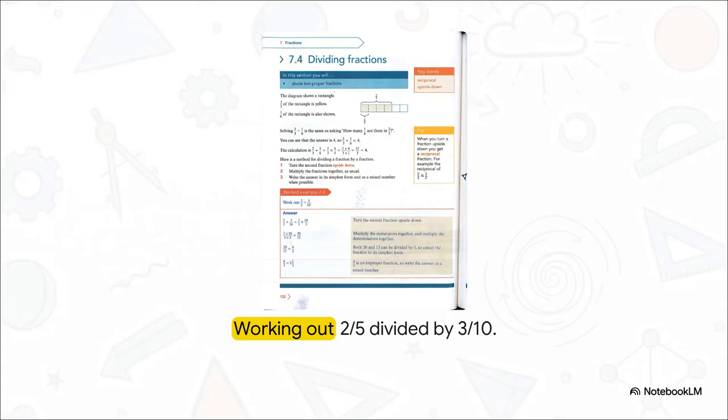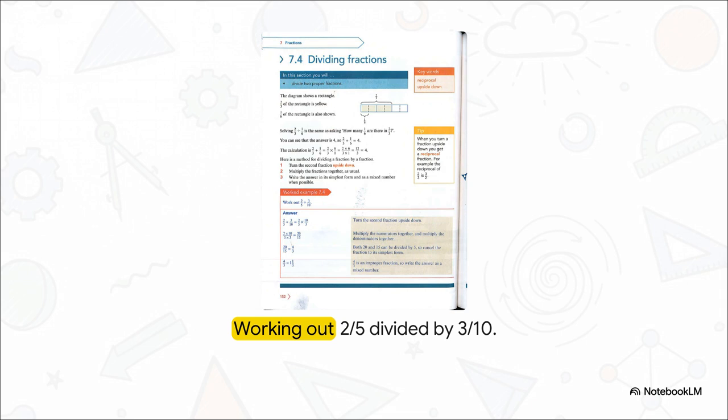Say we're working out 2/5 divided by 3/10. Okay, step 1, we take that 3/10 and flip it upside down into its reciprocal, which gives us 10/3. Step 2, multiply straight across. 2 times 10 is 20, and 5 times 3 is 15.